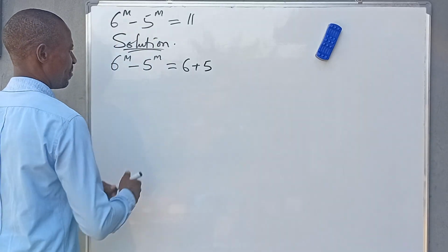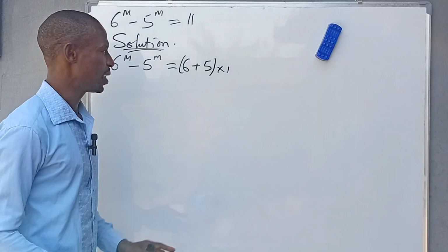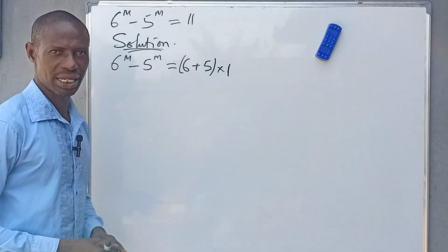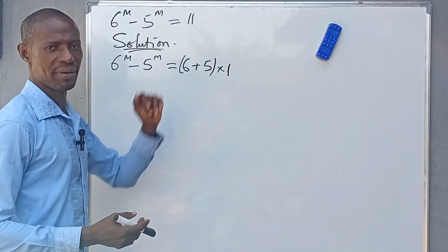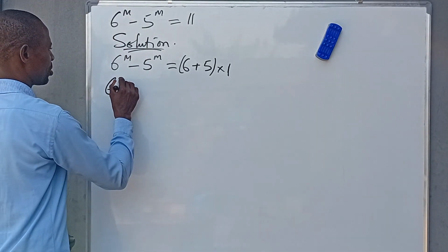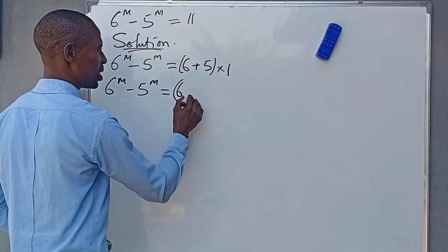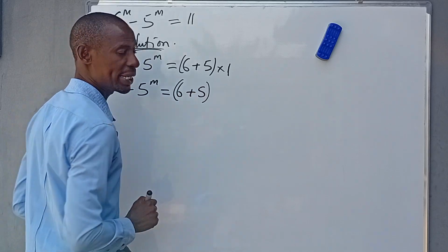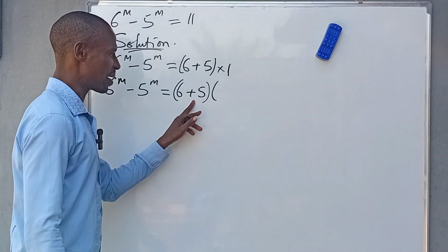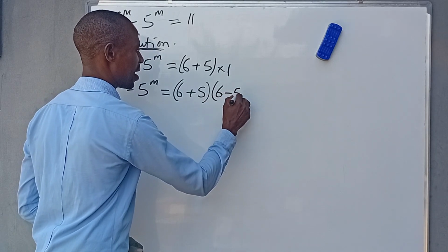Good. Now, if I put this in bracket and multiply this by 1, it has not changed anything. In other words, if I use 1 to open up everything here, it will still give us 6 plus 5, which will equally give us 11. Good. But I want to rewrite this one in here again. So we're going to have here 6 to the power of m minus 5 to the power of m equals 6 plus 5, close bracket. Remember, 5 from 6, in other words, 6 minus 5 will give us 1. So rewriting this one, we're going to have here 6 minus 5.